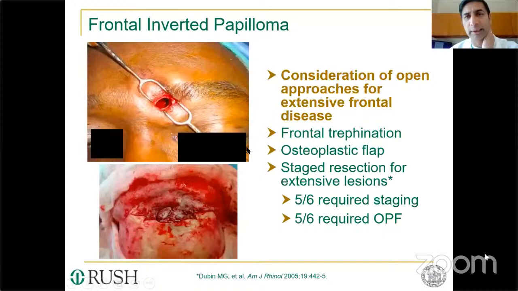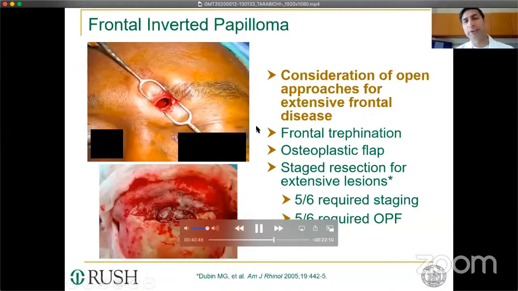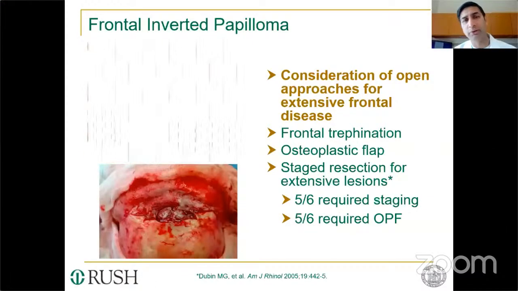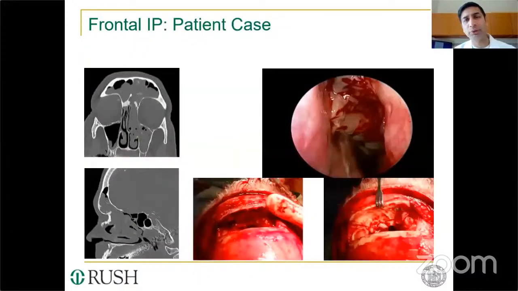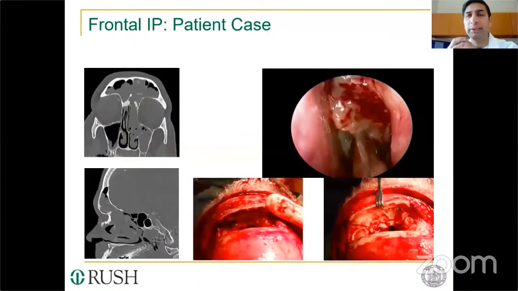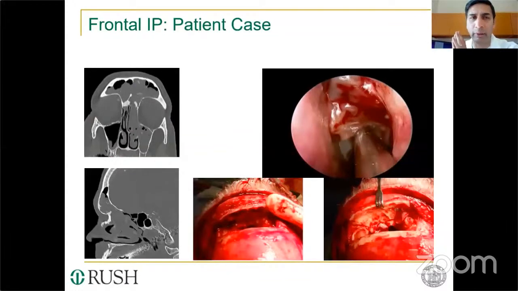Certainly in very select cases, there can be a role for open approaches. This is a trephine approach in the floor of the frontal sinus. This is a much older case, but it can be used, and it was used successfully in this specific patient. Osteoplastic flap, perhaps in very select cases, can be used as well. But perhaps the most critical approach will be doing the endoscopic modified Lothrop.